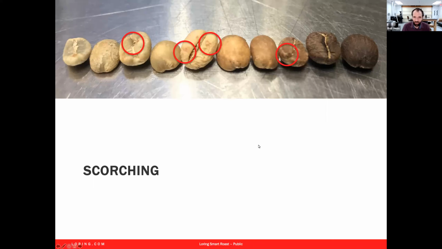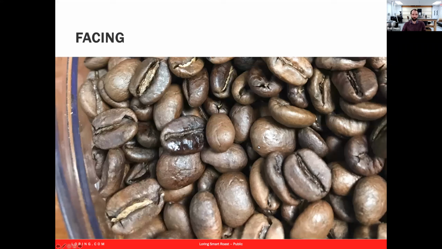All right, so let's move on from scorching a little bit to one that's a little bit easier to see because it shows up in the final roasted product. Facing. Facing really sounds like a 1980s, 1990s insult you would hear in high school, but it's not. It's a defect that's similar to scorching, but it happens at the end of the roast. Here you can see the faced coffee. You can see where it's burnt and starting to oil out a bit. There's even a little bit down here where the rest of the coffee looks fine.